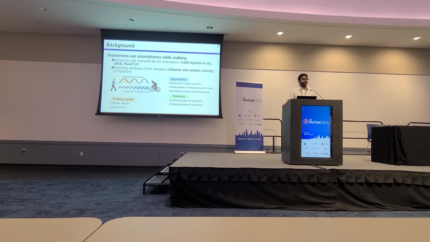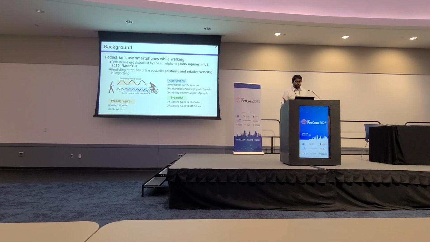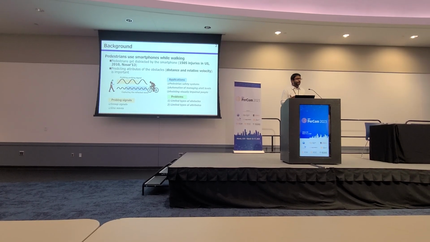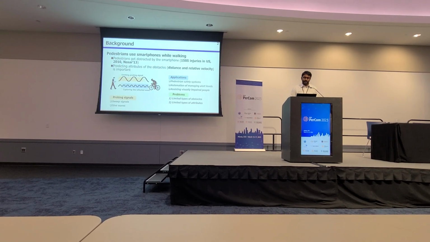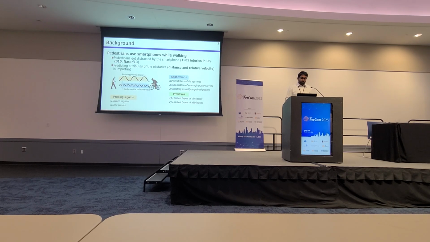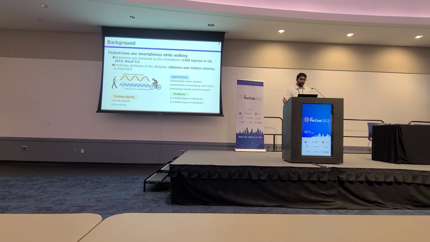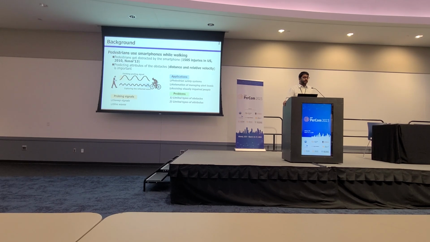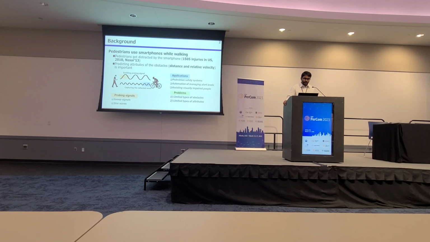We know that pedestrians use smartphones while walking on the sidewalk. While this is a very common practice, this is also a very dangerous practice because these pedestrians can get distracted from their devices and can bump into various roadside obstacles. So, therefore, capturing attributes such as distance and the relative velocity of oncoming obstacles is an important task for pedestrian safety, and specifically, distance and relative velocity is essential to calculate the possible collision time.